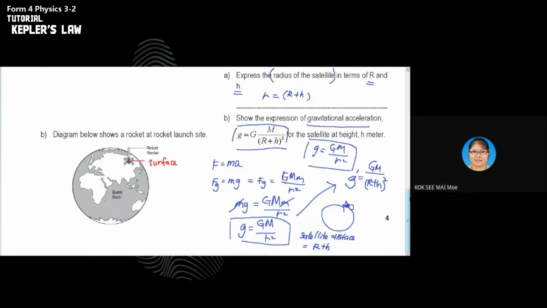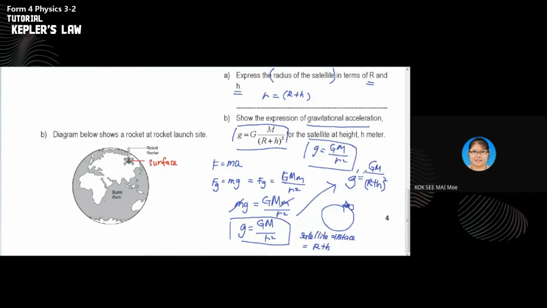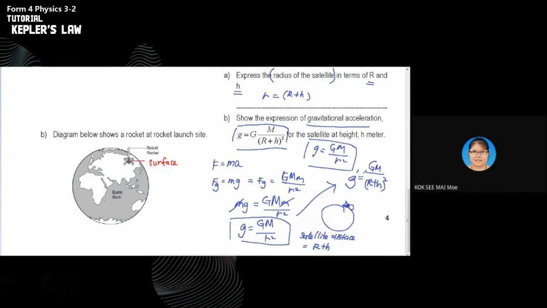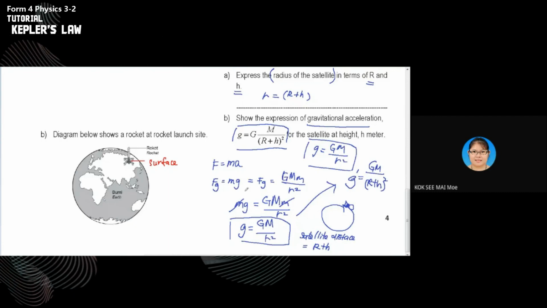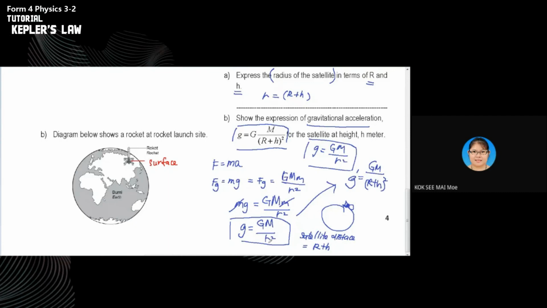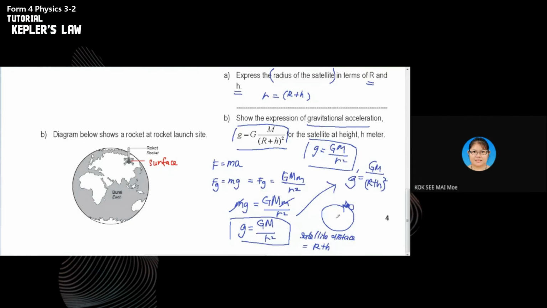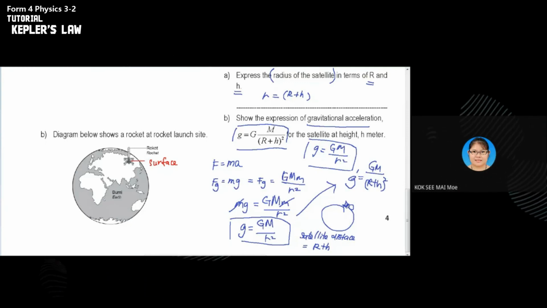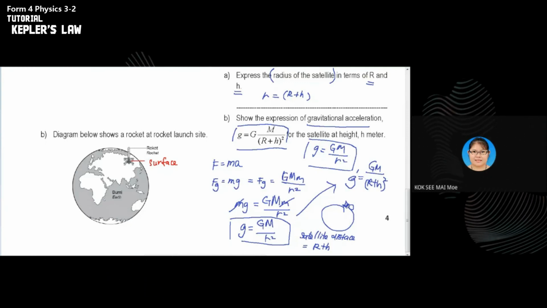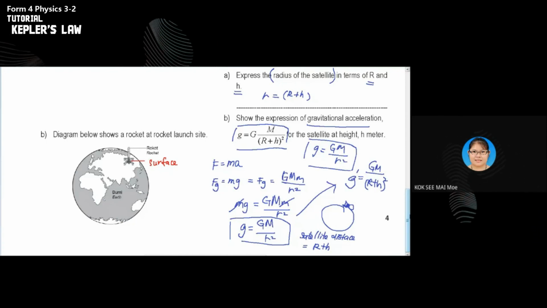Okay, so this one is what I need to know. The radius of the satellite now is r plus h. So you need to show this equation first, how you get the normal one first. After that, you create. So this r plus h actually is the whole radius, the satellite and also the radius of the Earth. Okay, so no calculation, just want the expression of the equation only.